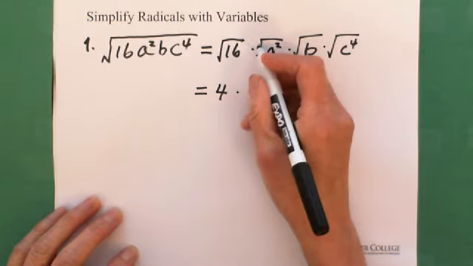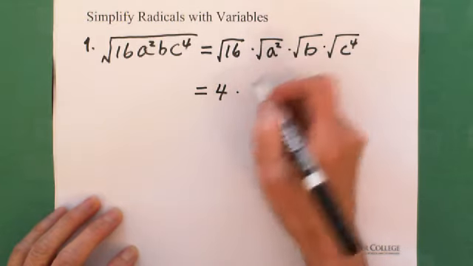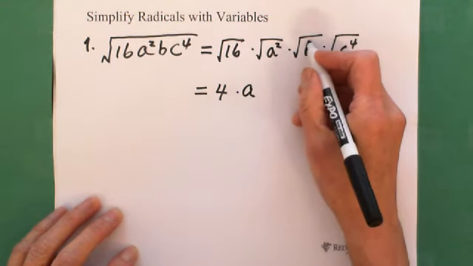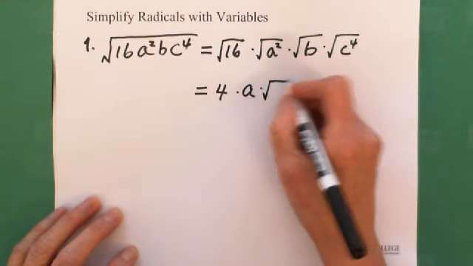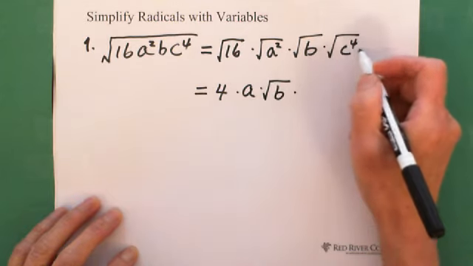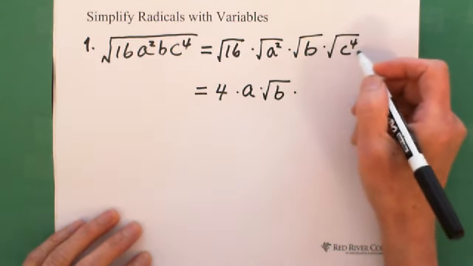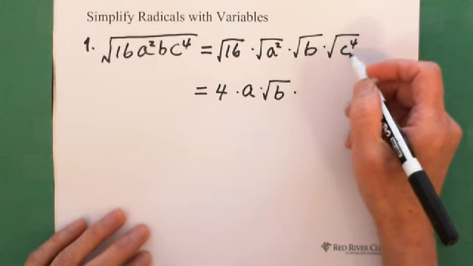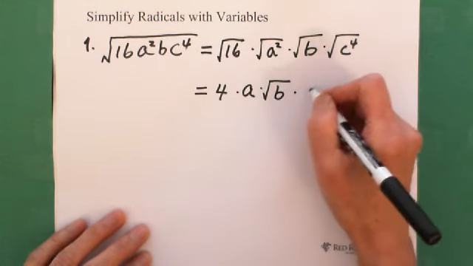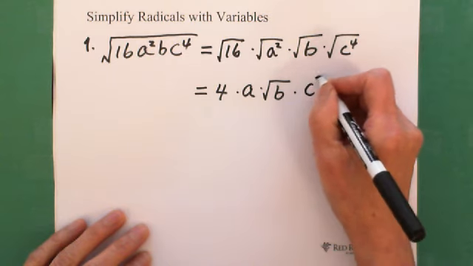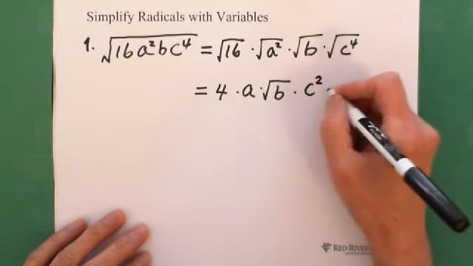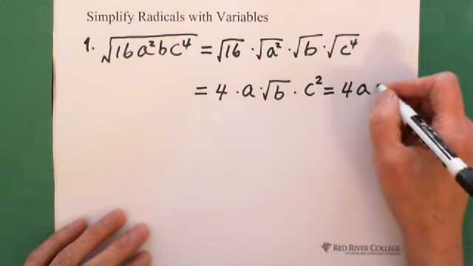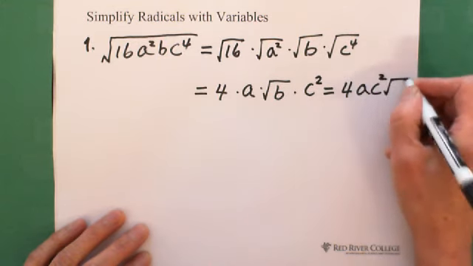And the square root of a squared simplifies to a. The b has only one exponent, so that's why it only stays inside. And the c is to the 4 exponent, so it comes out of the radical and becomes c squared. That's the answer: 4ac squared times the square root of b.